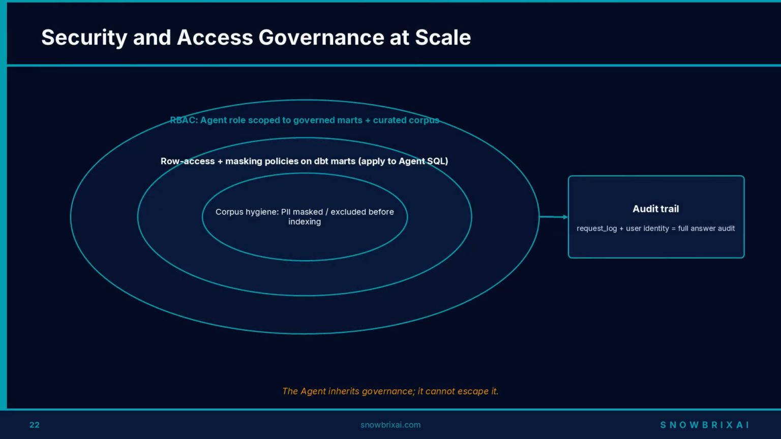And the agent never escapes governance. Picture three rings. The outer one, RBAC: the agent runs under a dedicated role scoped to the governed marts and the curated corpus. Inside that, row access and masking policies on the DBT marts. They apply to every answer it gives automatically. At the core, the corpus: PII masked or excluded before anything is indexed. And off to the side, the audit trail, the request log joined to user identity, so you know who asked what. The agent inherits governance; it cannot bypass it.